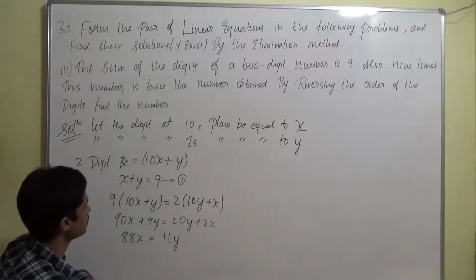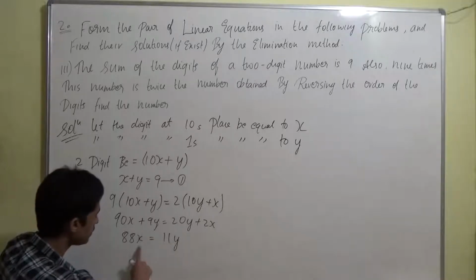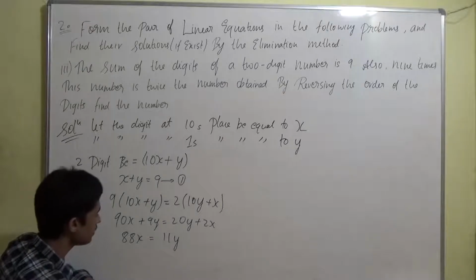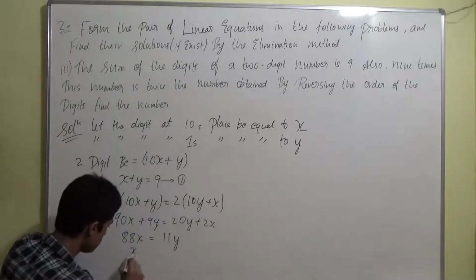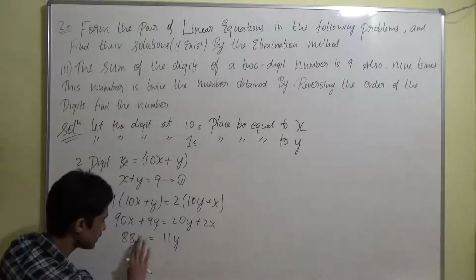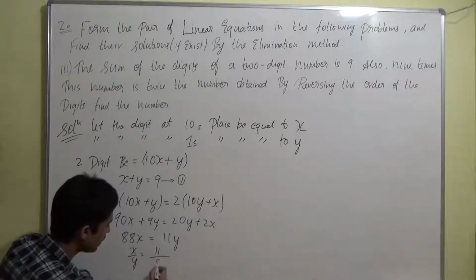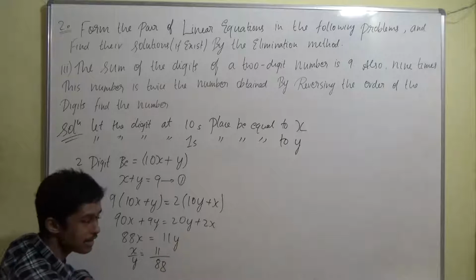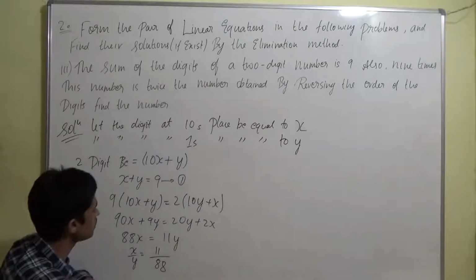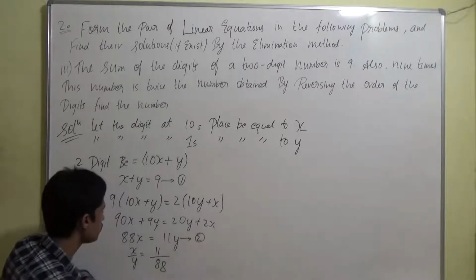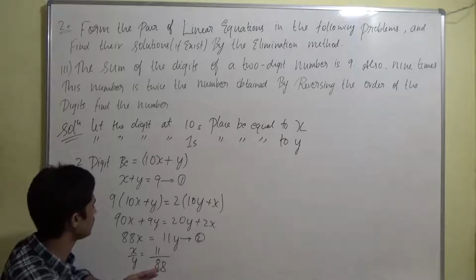So let's take the ratio now, x by y. Let's bring y this side, it comes down: x by y equal to 11 by 88, correct? I'm keeping x here itself and bringing y down, 11 stays here, and I'm taking 88 down. So you got x by y equal to 11 by 88. Actually there's no need to do this, with this itself you can do it.